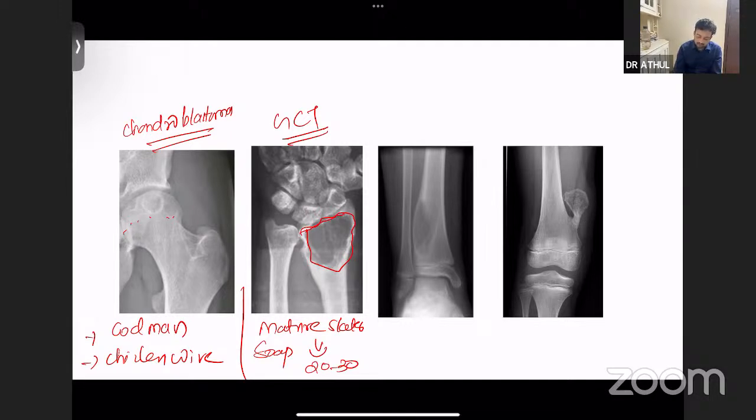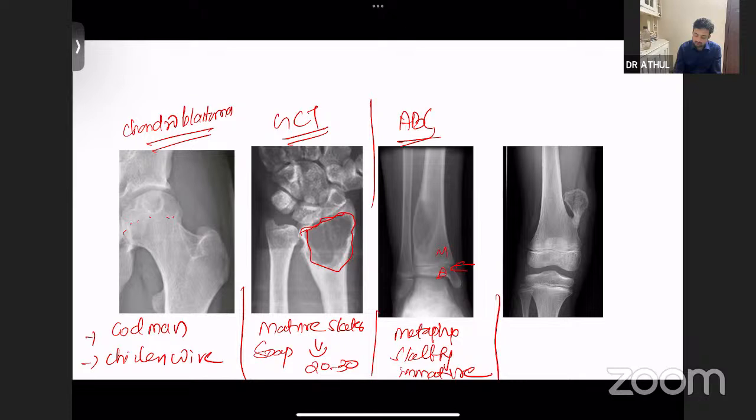But this is the case of ABC, which you can easily confuse in the exam. But ABC is usually metaphyseal. Okay, it is usually metaphyseal. It is seen in skeletally immature patients. See, this is the metaphysis, this is the epiphysis. The physis is not closed, so this is a skeletally immature patient. So ABC is seen in skeletally immature patients.